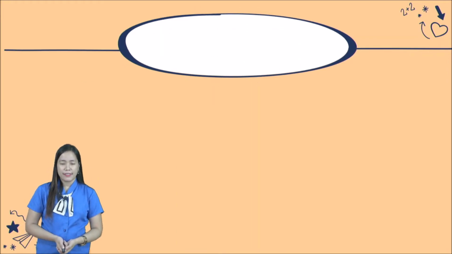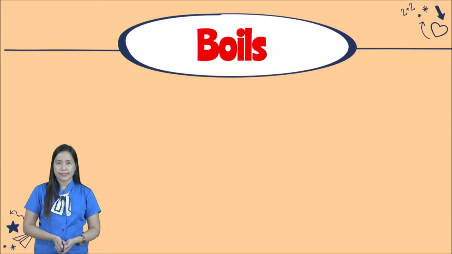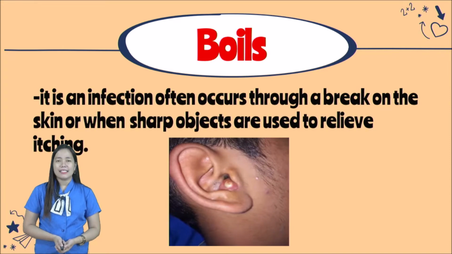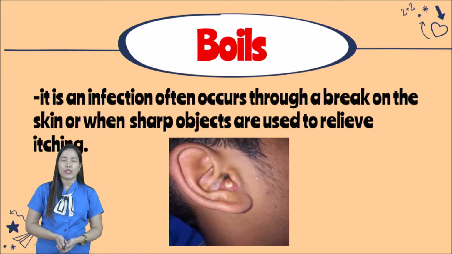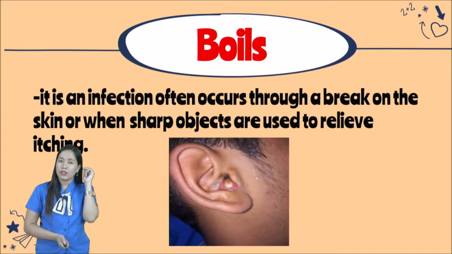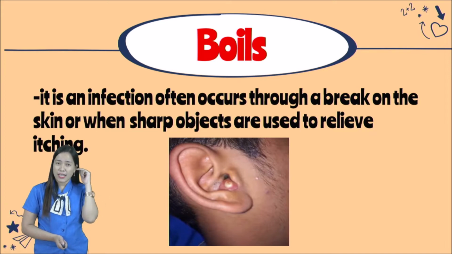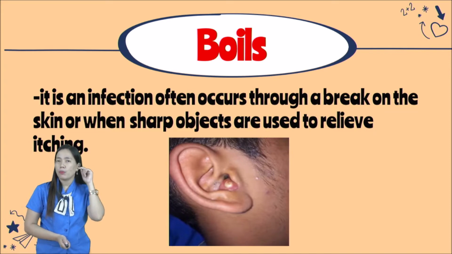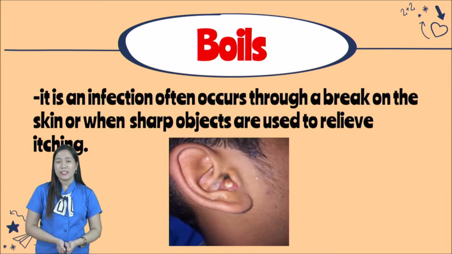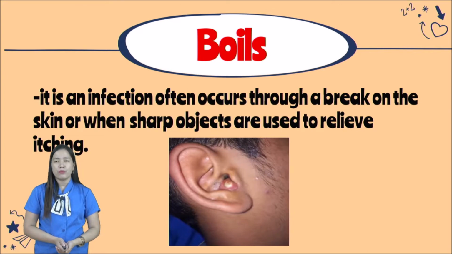Next one, we have boils. Okay, that's the picture of the boils. It is an infection that often occurs through a break in the skin or when sharp objects are used to relieve itching. For example, your ear is itchy, then you use a matchstick or any sharp object, a pencil, okay? These are caused by severe scratching of the ear canal by objects used to remove earwax.